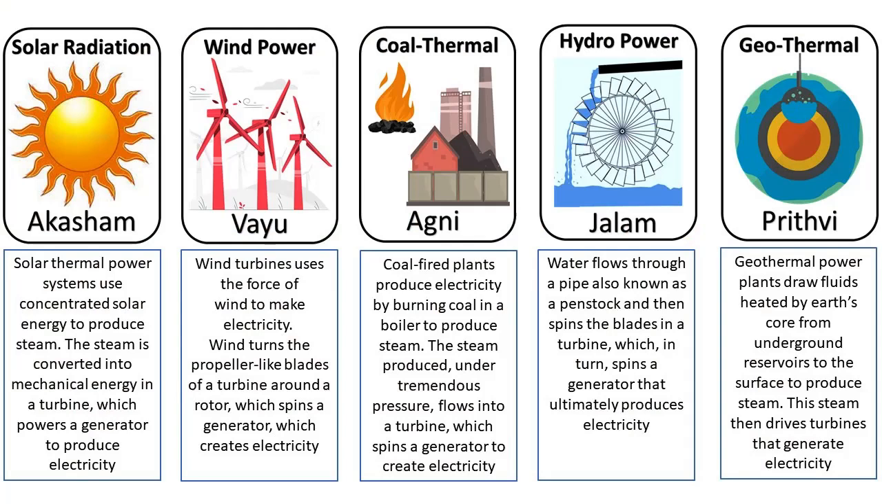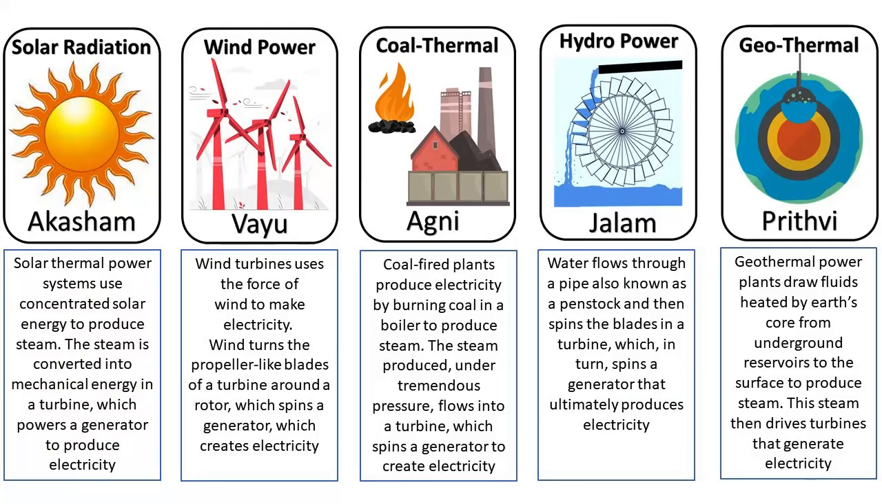This is different from solar cells, mind you, that convert light into energy. But here, solar thermal power systems use concentrated solar energy to produce steam from water using curved mirrors and focusing the sun's heat. The steam is then used to run the turbine, which powers a generator to produce electricity.